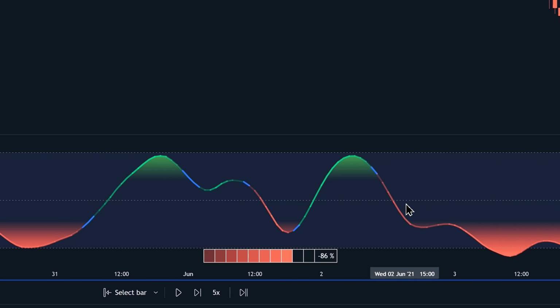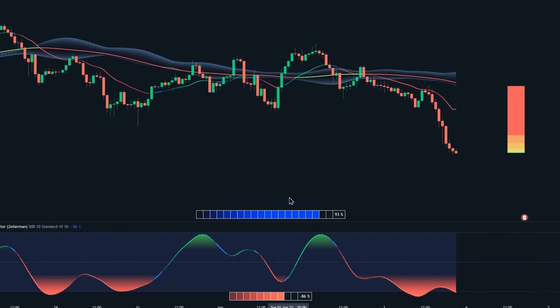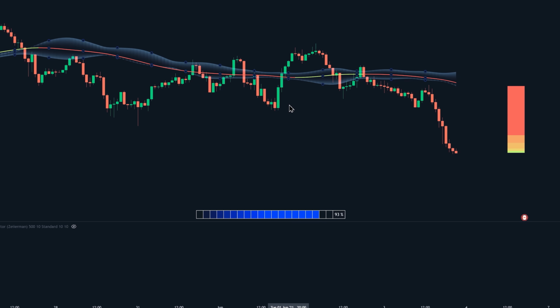Now, this indicator at the top does a similar job to the one at the bottom, only better. Looking at the settings, we have an option called Volatility Adjusted Bands.